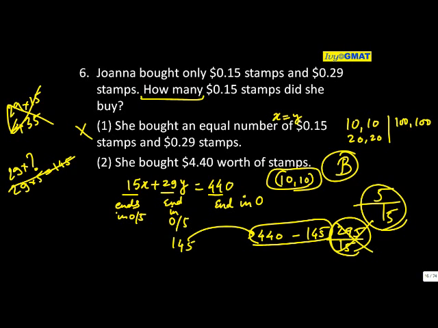Yeah, they may. 8 and 2. 29 into 2 will never give me any number ending in 0 or 5. 440 is surely 0 ending. 15 into something, can it end with 8 or 2? 15 into something will always end with 0, 5. So the third number should also end with 0, 5. What did we get? B. Yeah, because I have not used the first statement here.